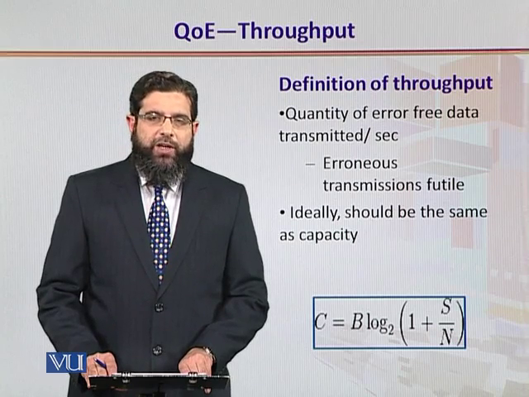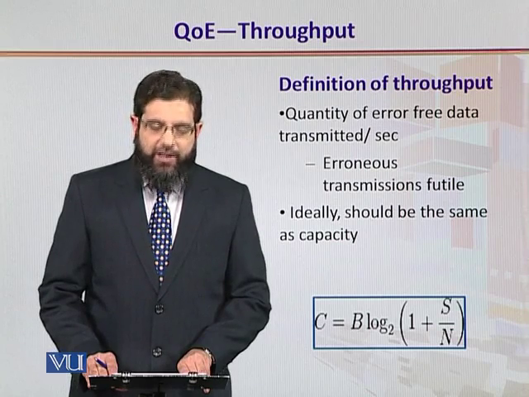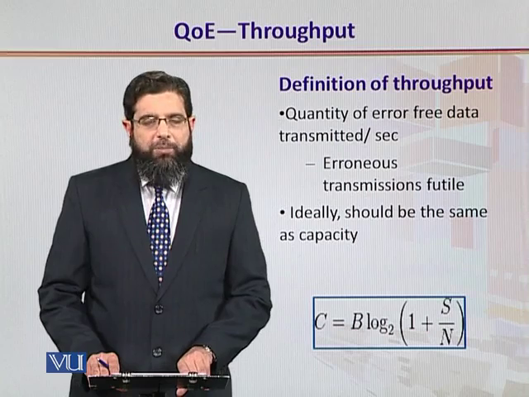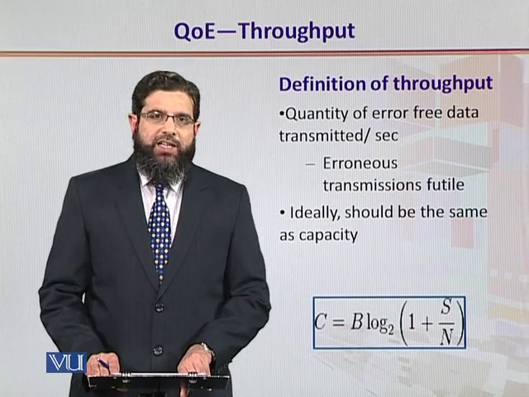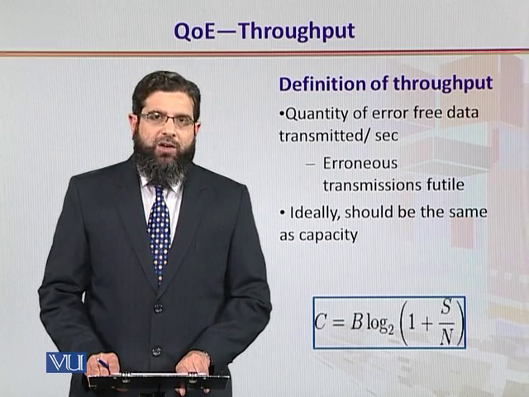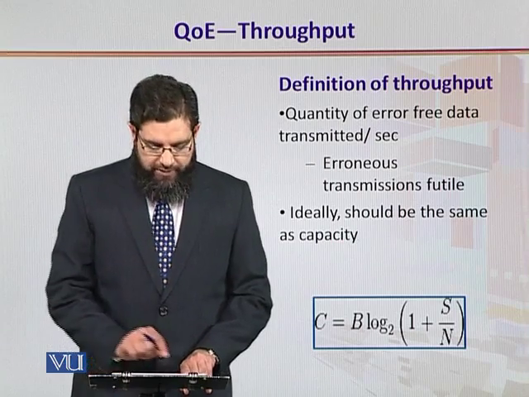Of course, we understand that the channel capacity of a given network is given by the expression C is equal to B log of 1 plus S over N to the base 2. This channel capacity is the maximum that could be offered or extracted from a network. Throughput only achieves a fraction of it.